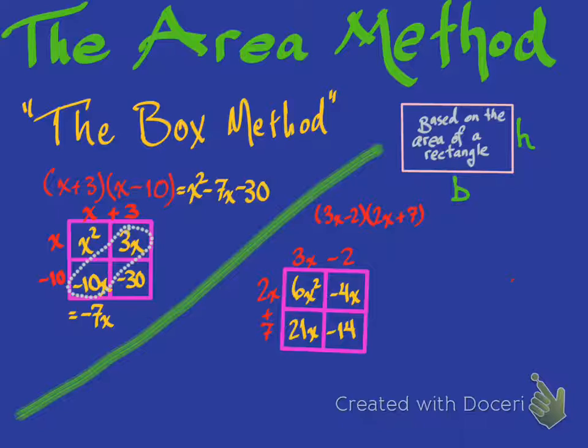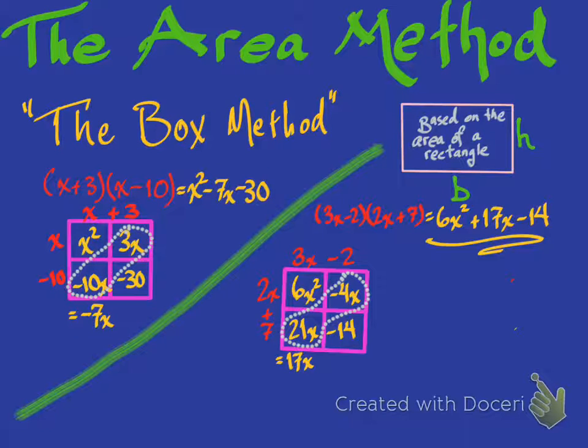The 6x squared was 2x times 3x. The 21x was 7 times 3x, etcetera. Once again, you're going to combine those like terms into a single term, 17x in this case, and our answer is finally 6x squared plus 17x minus 14. So that's the box method.